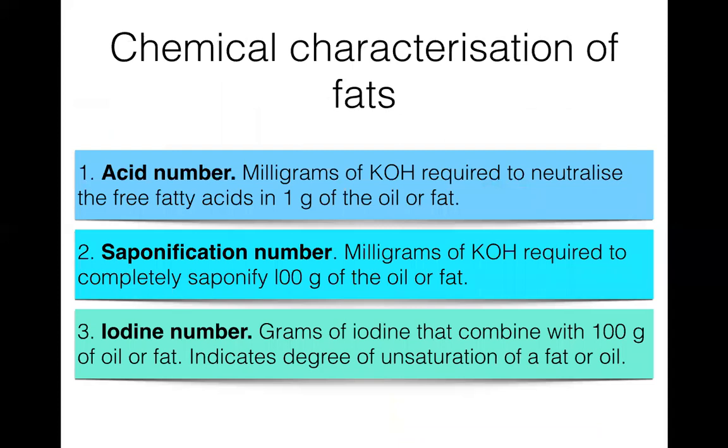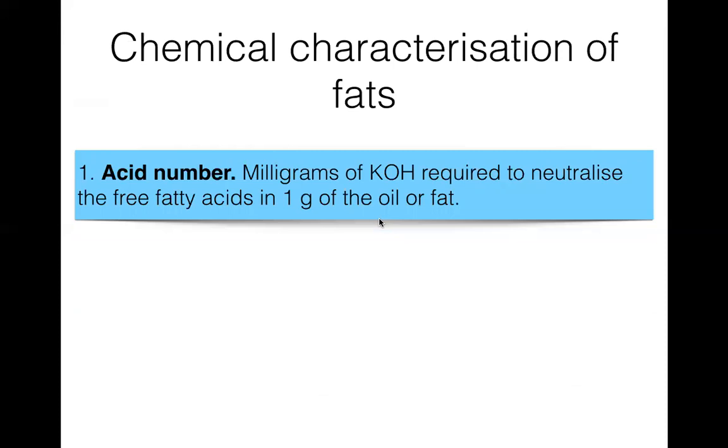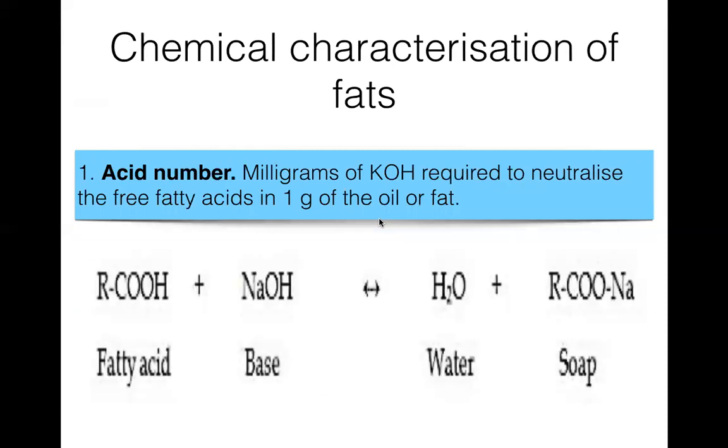Now, fatty acids, fats, and oils can undergo chemical characterization. So I will be presenting three: the acid number, something similar to it, the saponification number, and finally the iodine number. Let's start first with the acid number. This is defined as the milligrams of KOH, or sodium hydroxide, or any alkali required to neutralize the free fatty acid in 1 gram of oil or fat.